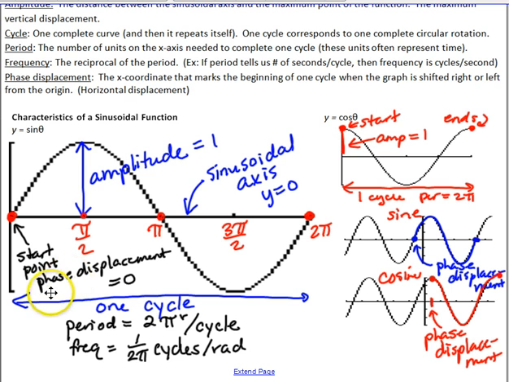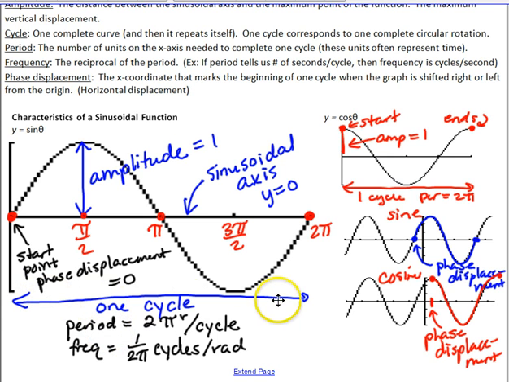The third characteristic is the phase displacement. The phase displacement is the starting x-coordinate of the cycle. Notice that it starts and ends on the sinusoidal axis for sine, and that the starting point, or the phase displacement, is 0. The fourth characteristic is called the period.